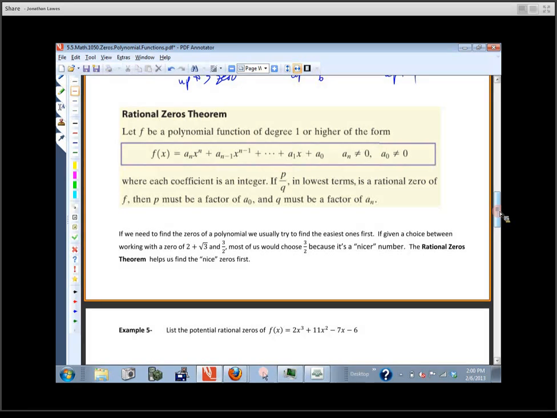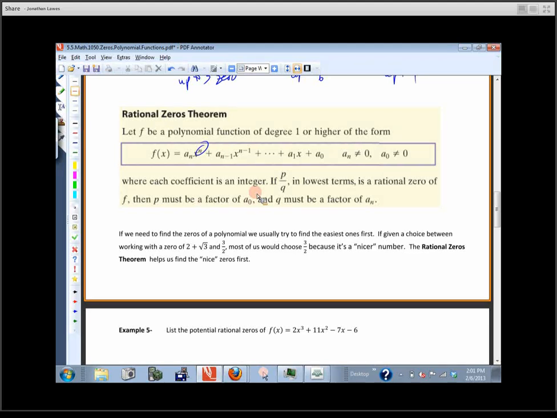Okay. I need you to think about this for just a minute. We'll summarize it. It is not that bad to use. It's pretty horrible to read. So this says we've got a polynomial function that's degree 1 or higher. So it's degree 1 or 2 or 3 or whatever. It looks like this big, long, ugly mess. So this is a degree n polynomial. And it says each of the coefficients is an integer.